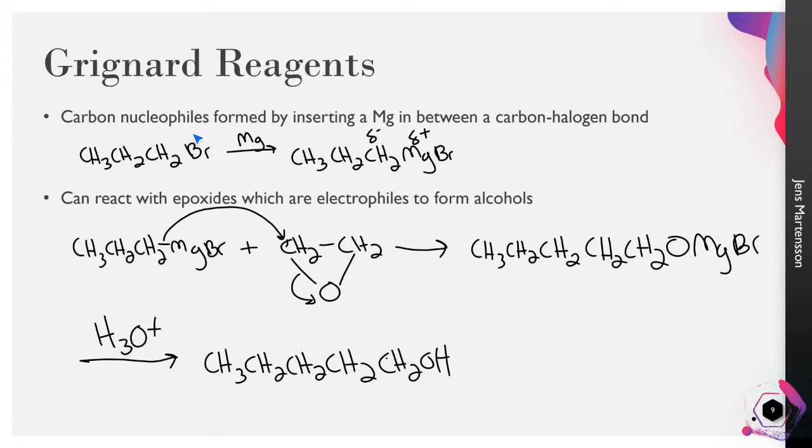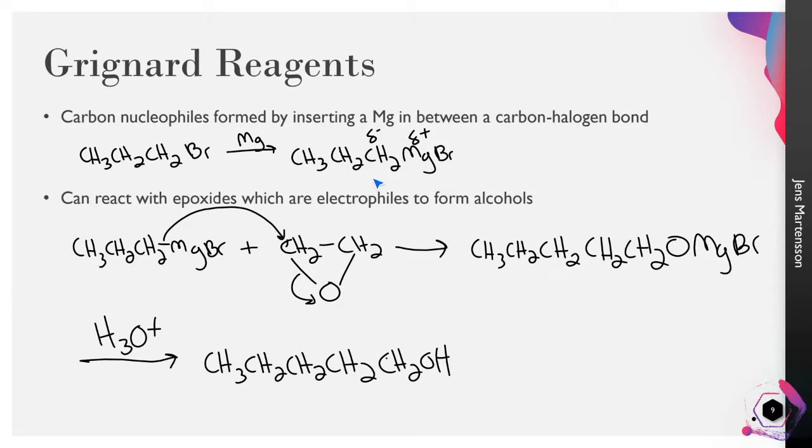Okay, so it'll pull the electrons towards bromine, which would make the carbon partially positively charged and the bromine partially negatively charged. But when we insert this magnesium in here, magnesium is less electronegative than carbon. So carbon in that bond will be pulling the electrons towards carbon. So now this carbon will be partially negatively charged and the magnesium will be partially positively charged. That's why this is a carbon nucleophile, which just means that the nucleophilic center is on a carbon.